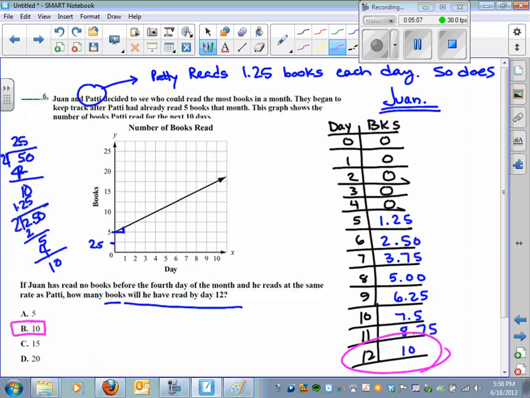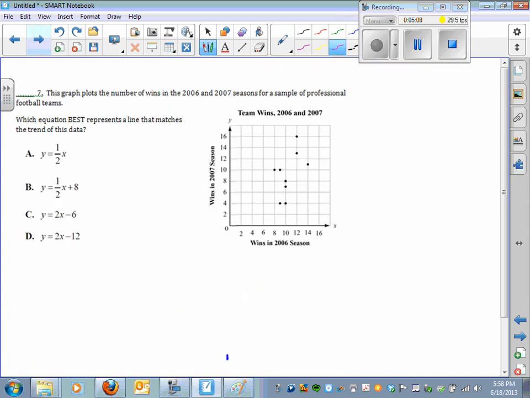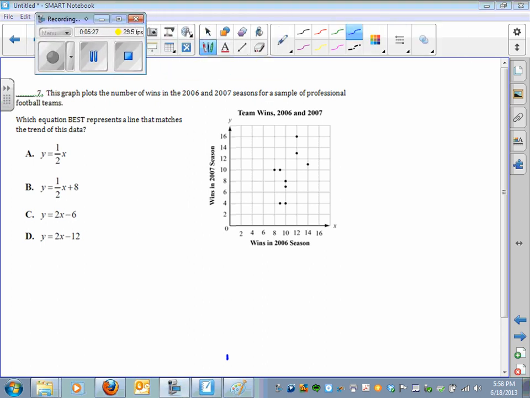Okay, problem number 7. This graph plots the number of wins in 2006 and 2007 for professional football teams, and it wants to know which equation best matches the trend in the data. To figure out the trend in the data, it's not that easy, but again, it's not that hard. This one's kind of close, I guess. And so this is basically what I would see.